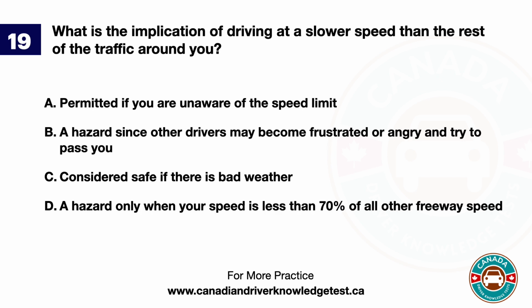Question 19. What is the implication of driving at a slower speed than the rest of the traffic around you? A. Permitted if you are unaware of the speed limit. B. A hazard since other drivers may become frustrated or angry and try to pass you. C. Considered safe if there is bad weather. E. A hazard only when your speed is less than 70% of all other freeway speed. The answer is B. A hazard since other drivers may become frustrated or angry and try to pass you.